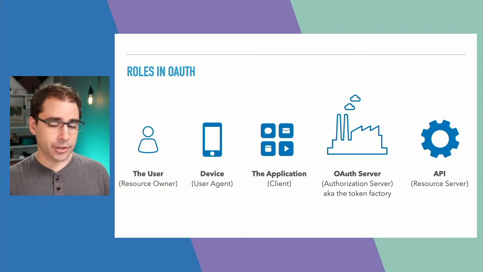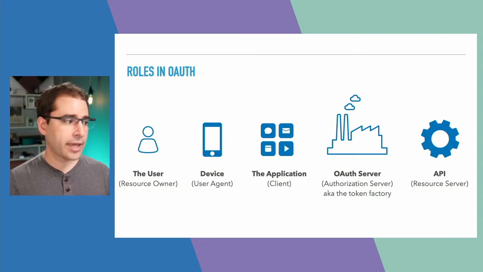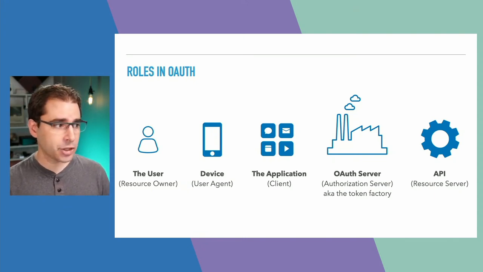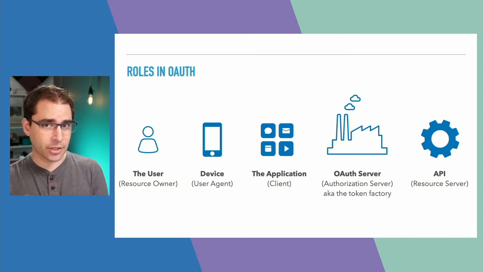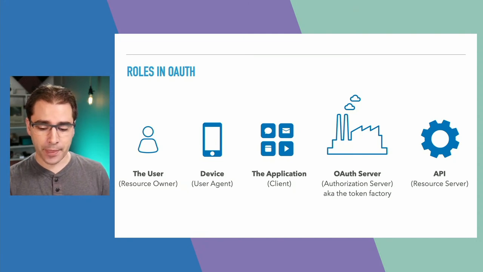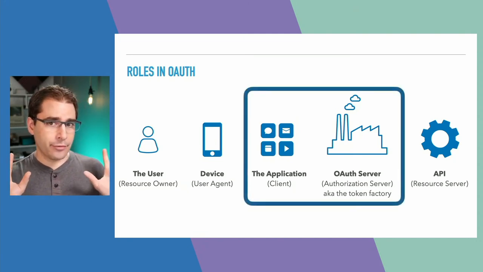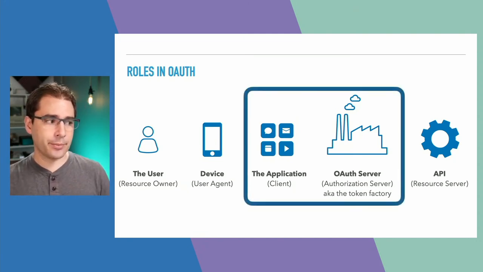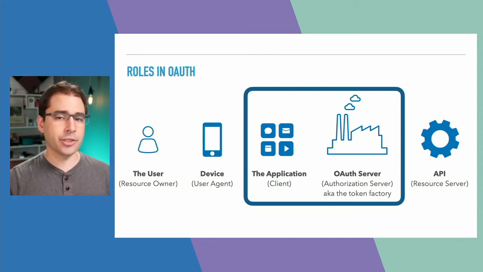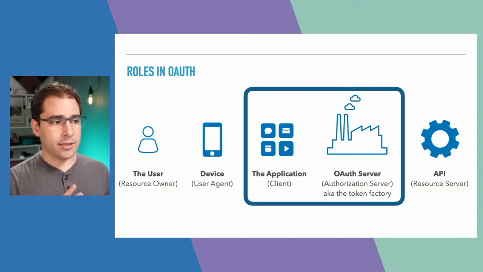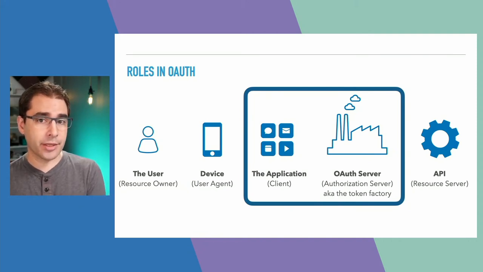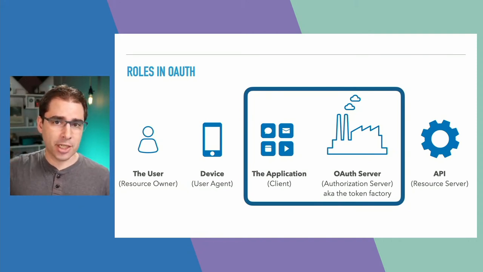We have users, who are called resource owners in the spec, using devices or a user agent to access an application. That application is the one trying to get the access token because it's trying to get data from the API. Now, what we're going to talk about for the most part in this workshop, in this lab today, is how these two pieces talk to each other: how the application coordinates with the OAuth server to both sign the user in and get the access token. And we're not really going to deal with the API yet because that is a job for the afternoon.